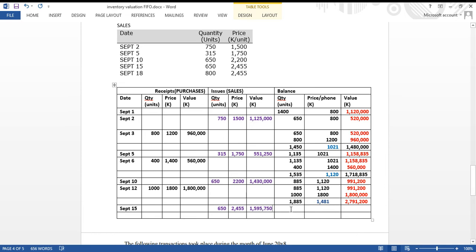All right. So we're going to subtract 1,885 minus 650. All right, remain with 1,235, going at 1,481. So 1,235 times 1,481, we get 1,829,035.